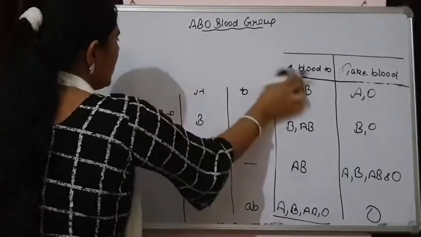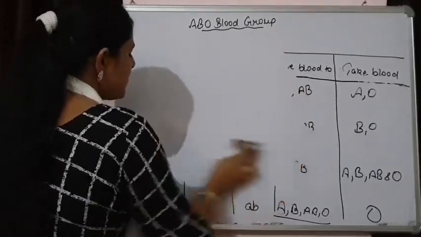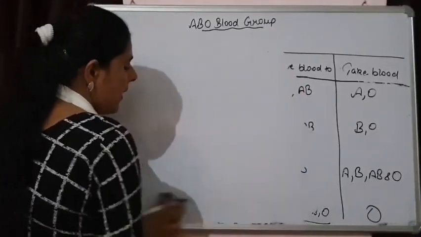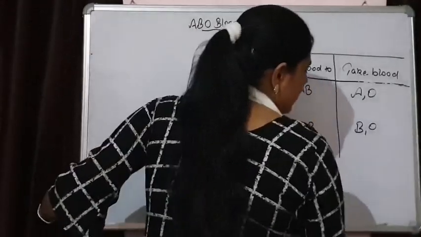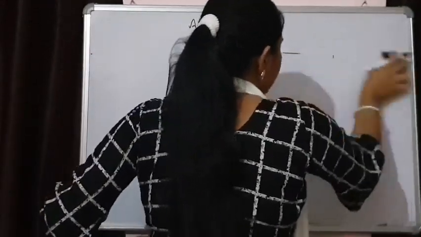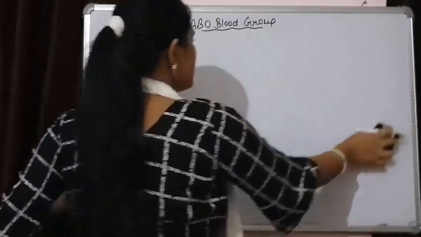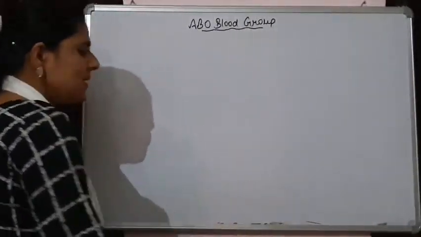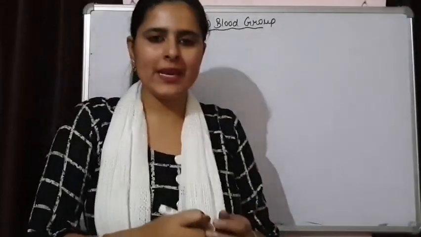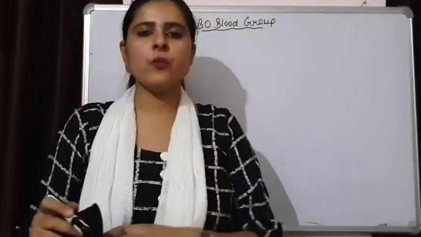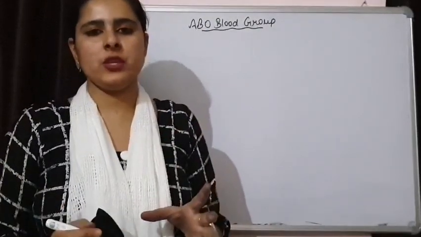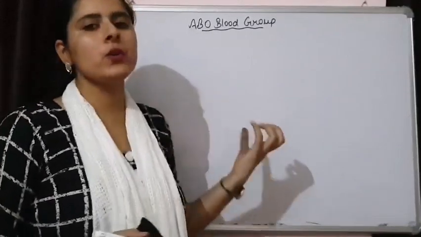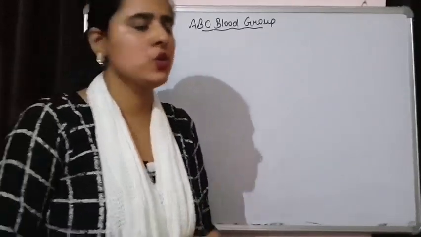And before transfusion, matching of blood group is always done. If blood groups are compatible, only then they can be transferred. Otherwise, immune response will activate, agglutination of blood will take place and clot formation takes place, and this can even lead to death of the individual.